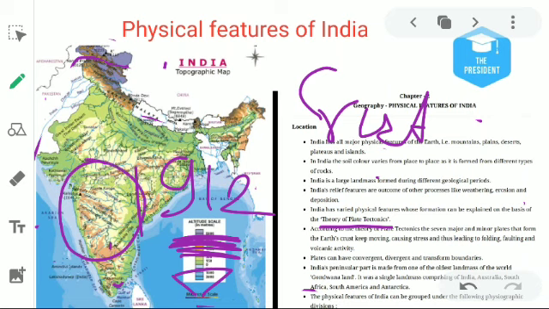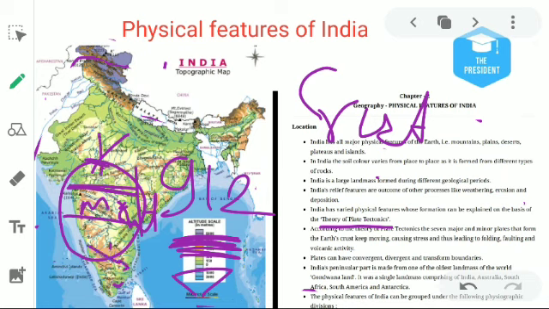There are a total of 3 layers of the earth, I would say. The first, uppermost, is known as crust. It is completely solid. The second one is known as mantle. This is in the molten state, and the third one is known as the core.